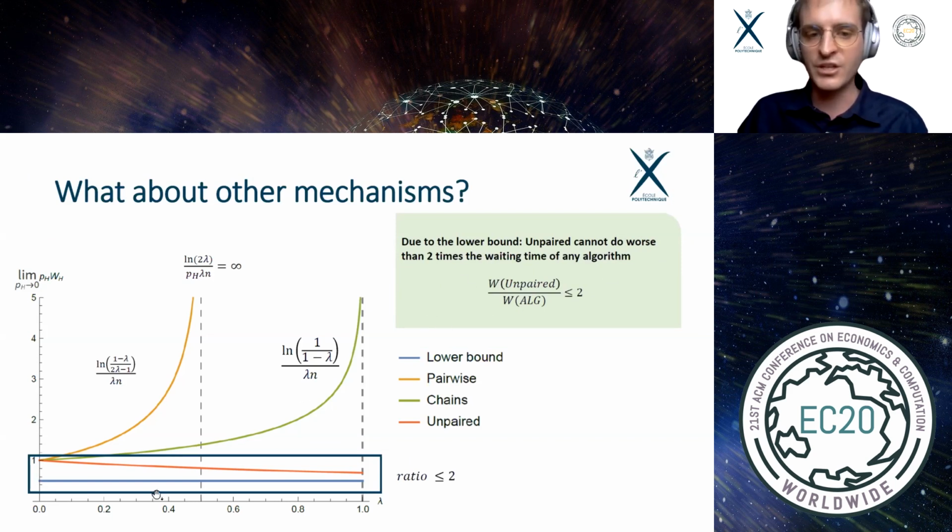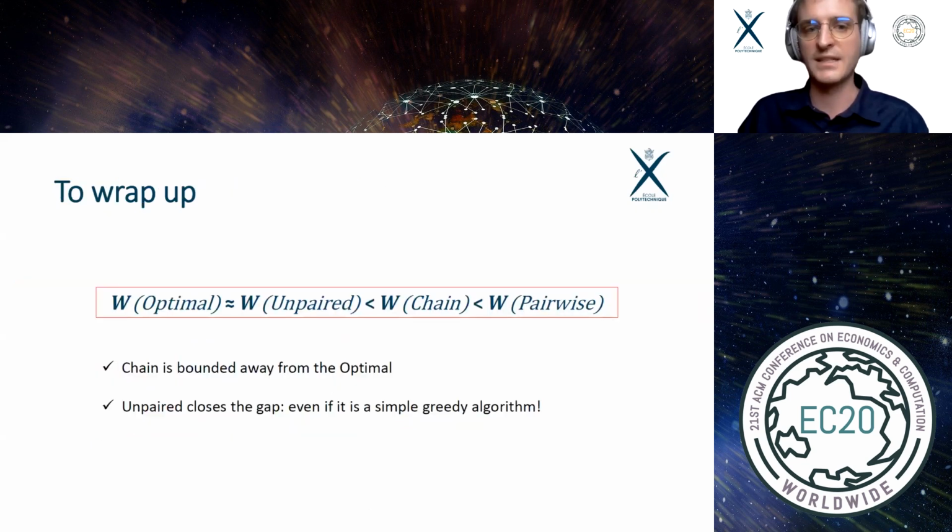And so basically the ratio between the lower bound and unpaired is lower than 2, which means that it's very close to any optimal algorithm that you might define, very close to the lower bound. These are basically our theoretical results, which say that unpaired is very close to any optimally defined algorithm, which performs better than chain and then better than pairwise.